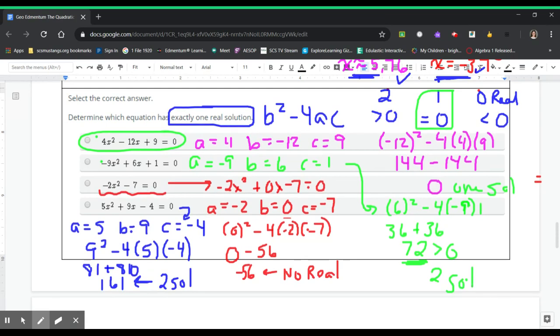So when you're looking at just how many solutions does it have, or which one has exactly one solution, all you need to do is take a look at that part of your quadratic formula, and that'll cut down on some of the work for you.